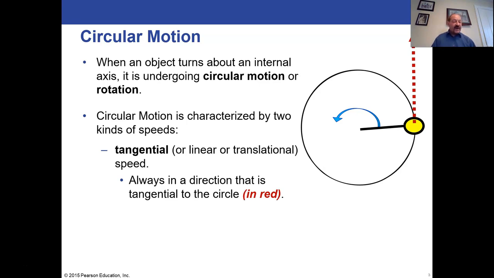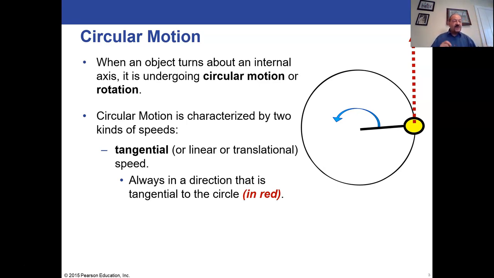So that would be represented by this red dotted line here. And if an object is going in a circle, in this case counterclockwise, the way this circle is drawn, you can see that this is like a string with a ball on the end of it that's being spun around in a circle. And the blue curve represents its motion around that circle. The red dotted arrow represents the tangential speed. In other words, at any one moment in time, as it's going around the circle, its speed is always in a direction that is tangent to the circle. It's pointing to the side of the circle.